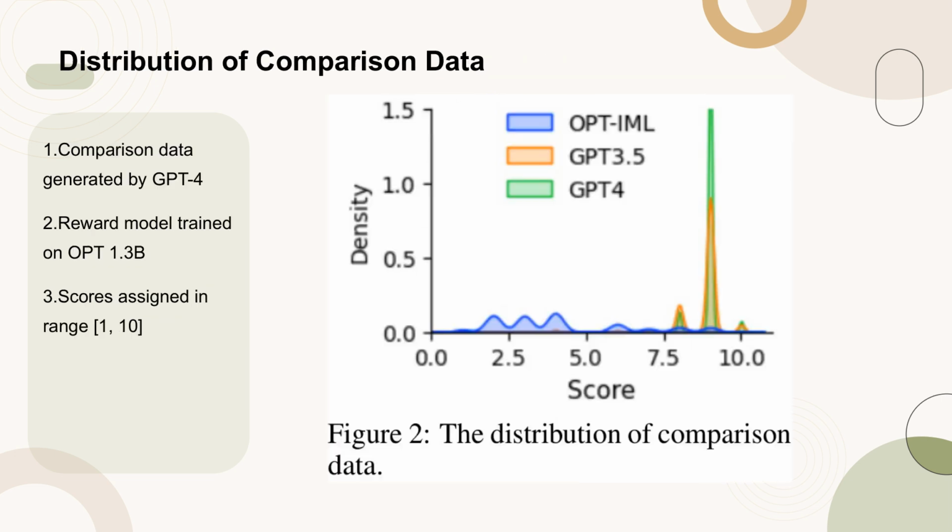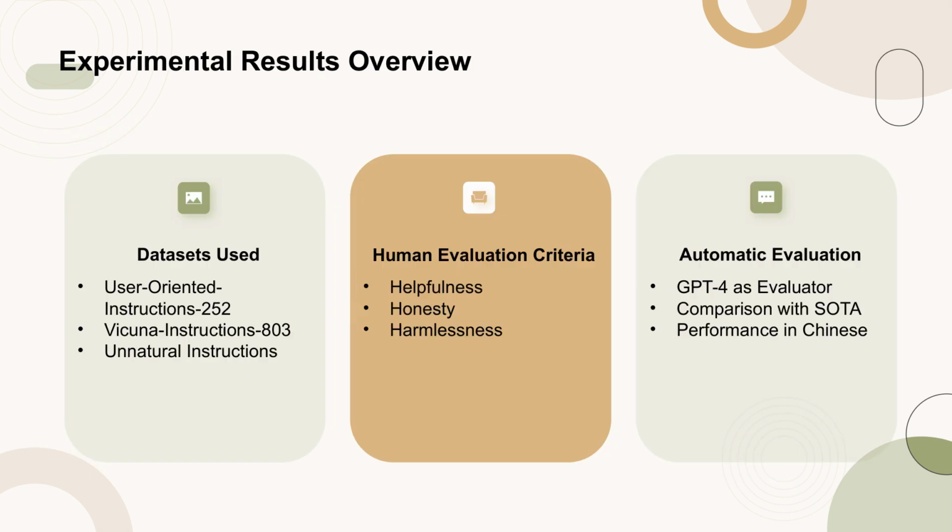Figure 2 illustrates the distribution of comparison data used in the study. This data is generated by GPT-4, which assigns scores ranging from 1 to 10 to different responses to a given prompt. A reward model based on OPT-1.3B is trained to rate these responses, aiming to predict a scalar reward. The figure visualizes the distribution of these scores, providing insights into the quality and variability of the responses evaluated by GPT-4.